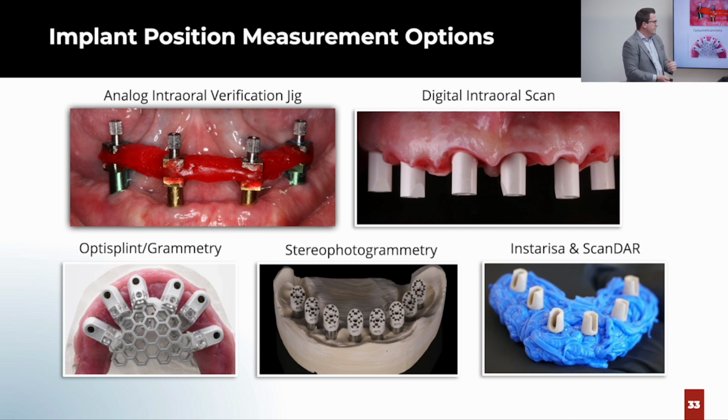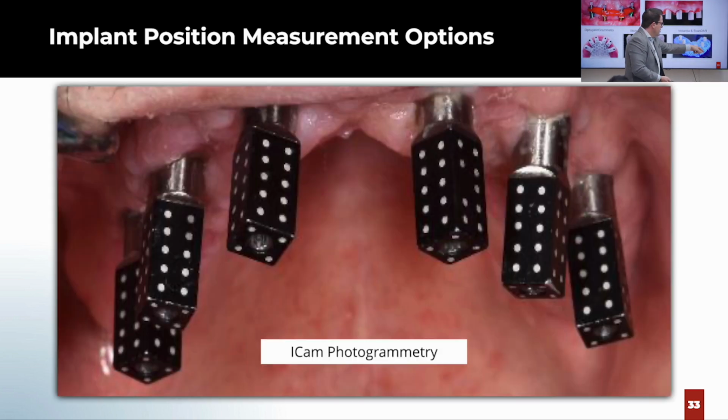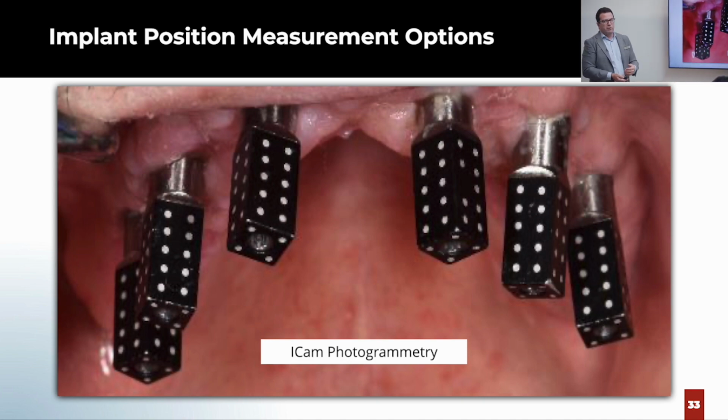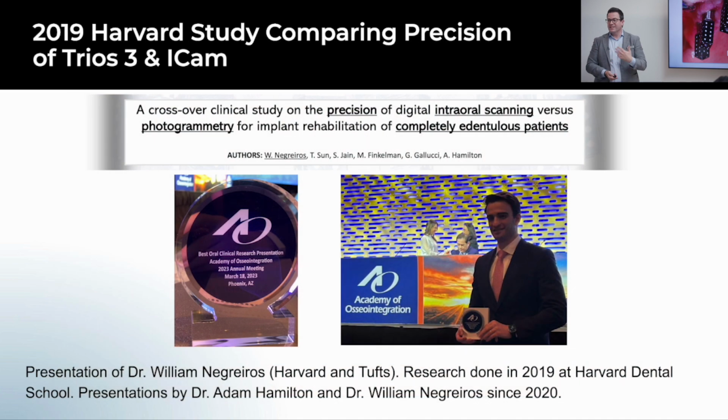And then there's a company called Instarisa that have got a product where they have a scan body, but basically they put impression material around those to try and minimize inaccuracies. And then ultimately we have photogrammetry. So there's a lot of different ways to capture this information.